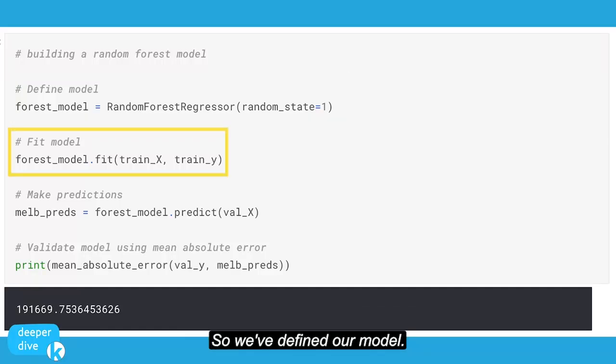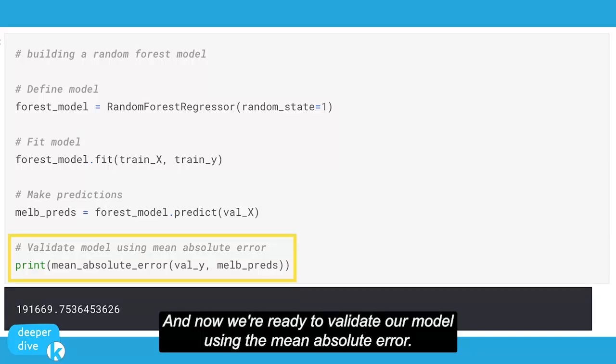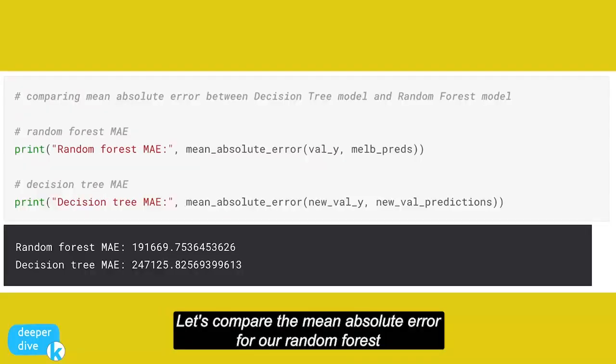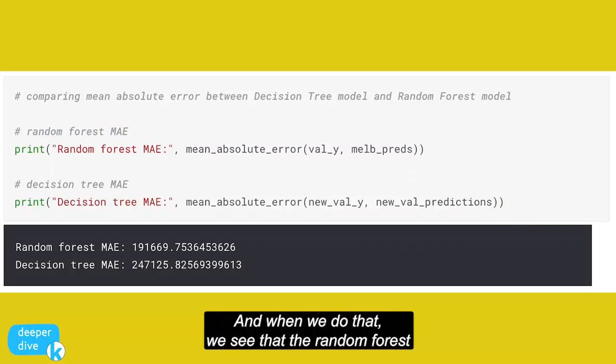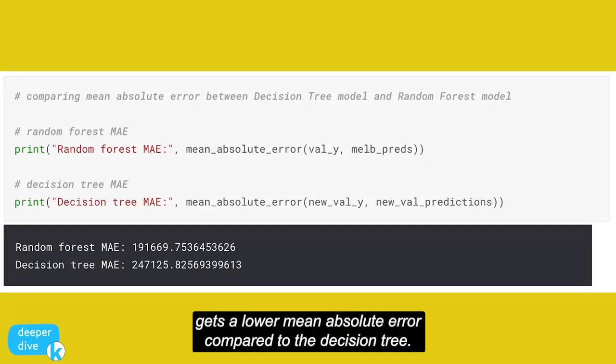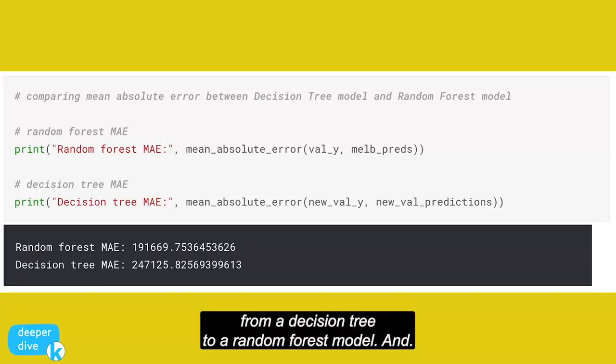So we've defined our model, we fit our model, made our predictions, and now we're ready to validate our model using the mean absolute error. Let's compare the mean absolute error for our random forest to the mean absolute error for our decision tree. And when we do that, we see that the random forest gets a lower mean absolute error compared to the decision tree. So we've already improved our model by moving from a decision tree to a random forest model.